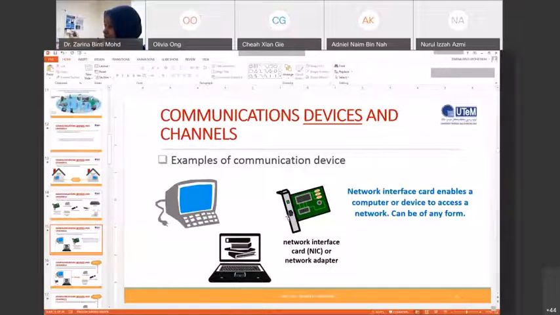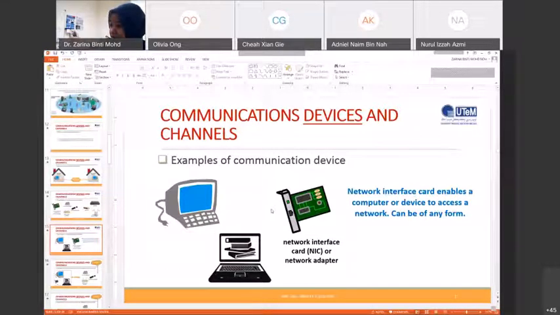If we look at the computer in our computer lab, for example, we need to plug the LAN port or the Ethernet jack into the port over here, to enable the data to be communicated through the Ethernet wire. So this is the use of the network interface card.